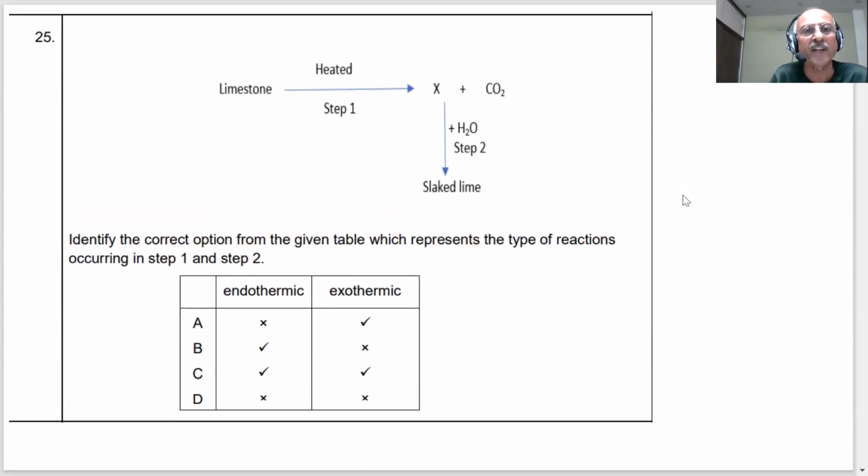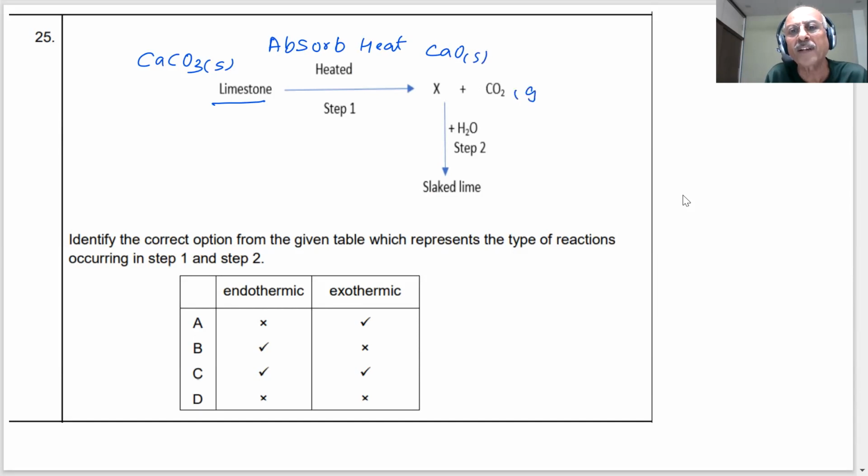Question number 25 says limestone. You already know, students, what is the formula of limestone? This is CaCO3. This is heated. When it is heated, what will happen? It will absorb heat, and it forms X and CO2. What is X? You already know, students. Calcium oxide is formed and carbon dioxide gas is formed. So when you heat limestone, it will absorb heat. This is an example of an endothermic process, because heat is absorbed.